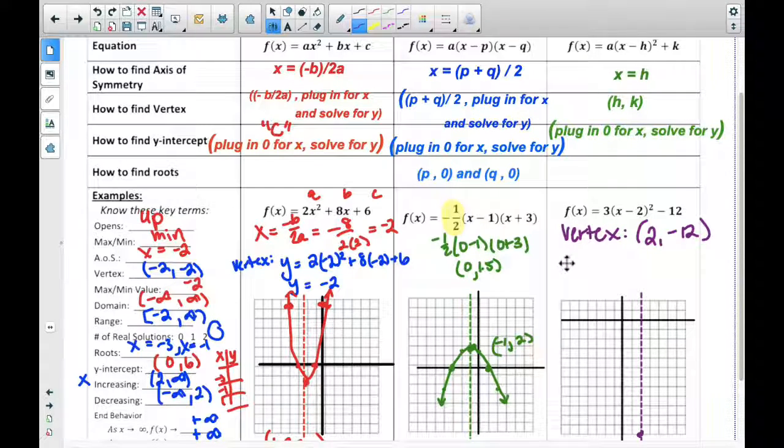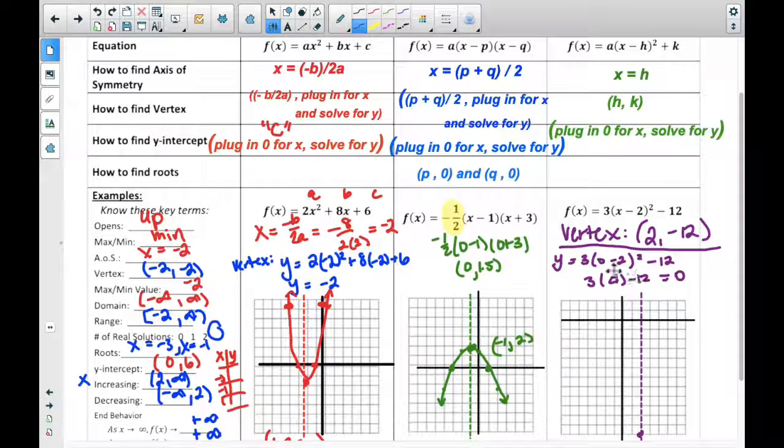To find the y-intercept, I'm going to go ahead and show the work, even though you might not have to show the work, but this way you know what it is. Okay, my y-intercept, I'm going to plug in a 0 for the x, and I'm going to work it out. That's going to give me 3 times 4 minus 12, that's 0. So my y-intercept is actually at 0, 0. And I can make my reflection point over here.